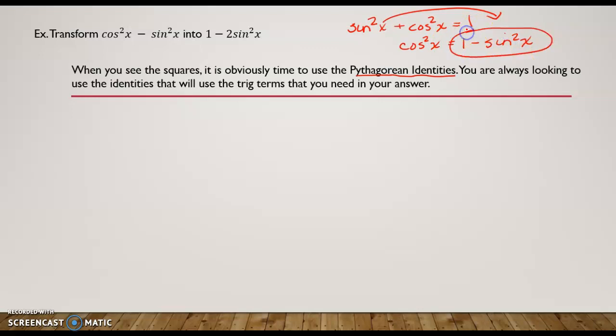I can then take that whole thing and put it in here. So I have 1 minus sine squared x minus sine squared x equals 1 minus 2 sine squared x. Because 1 plus 1 is 2. And that's your final answer. So that's the sort of thing that you're working on the whole time.